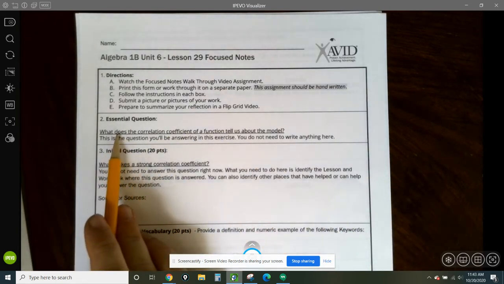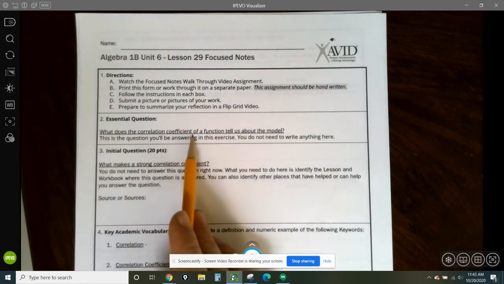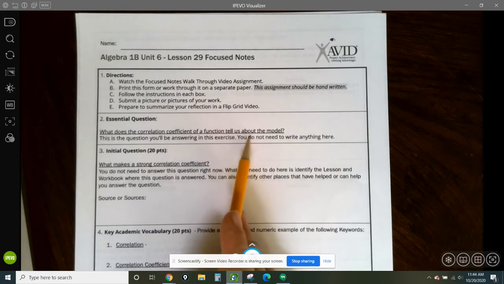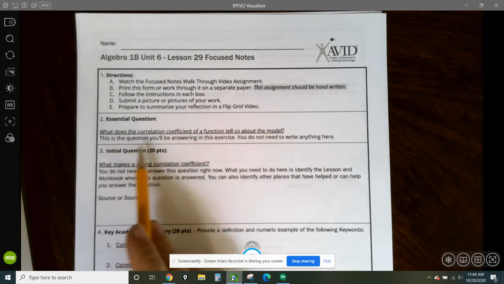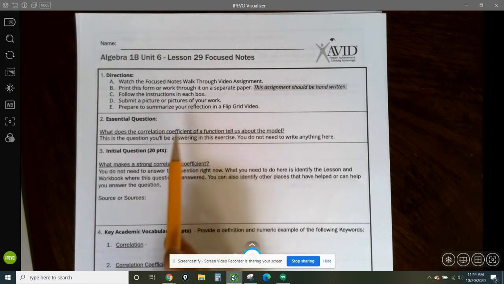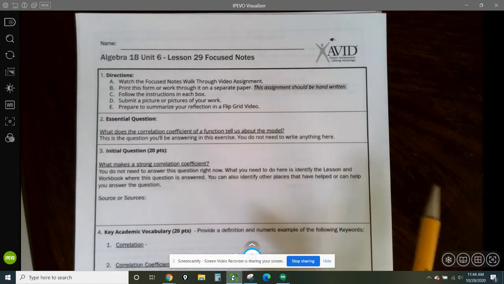Okay, so our initial question this time: what does the correlation coefficient of a function tell us about the model? This is what we're just thinking about. Remember, we're not going to answer it right now. We're just thinking about this question. What does the correlation coefficient of a function tell us about the model?